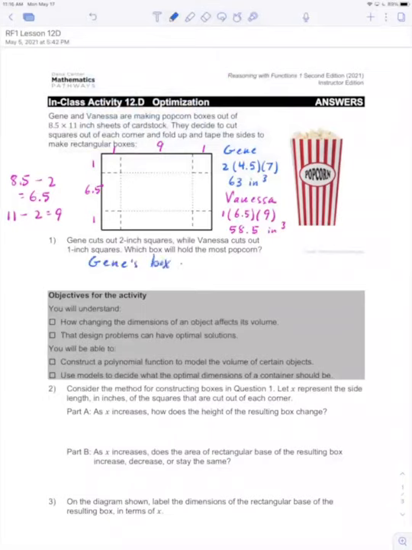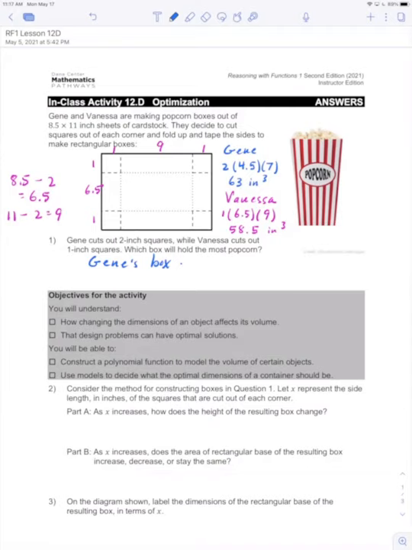Okay. Objectives for the activity. You will understand how changing the dimensions of an object affects its volume, that design problems can have optimal solutions. You will be able to construct a polynomial function to model the volume of certain objects and use models to decide what the optimal dimensions of a container should be.